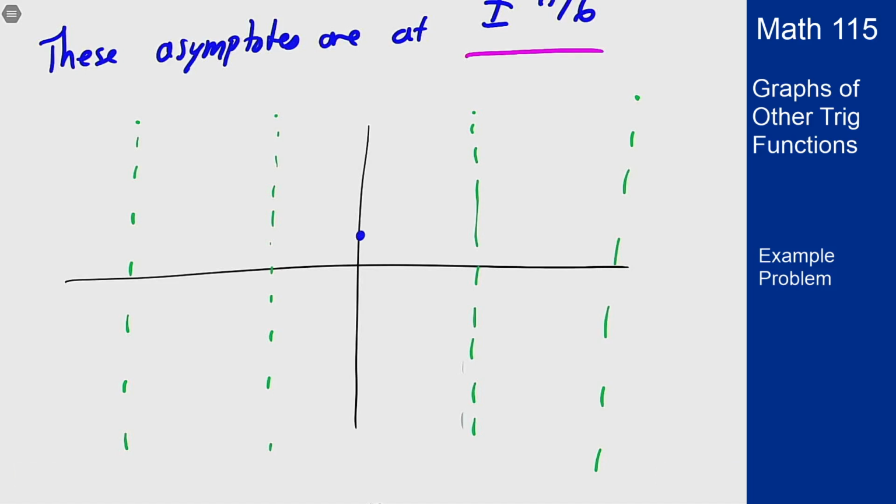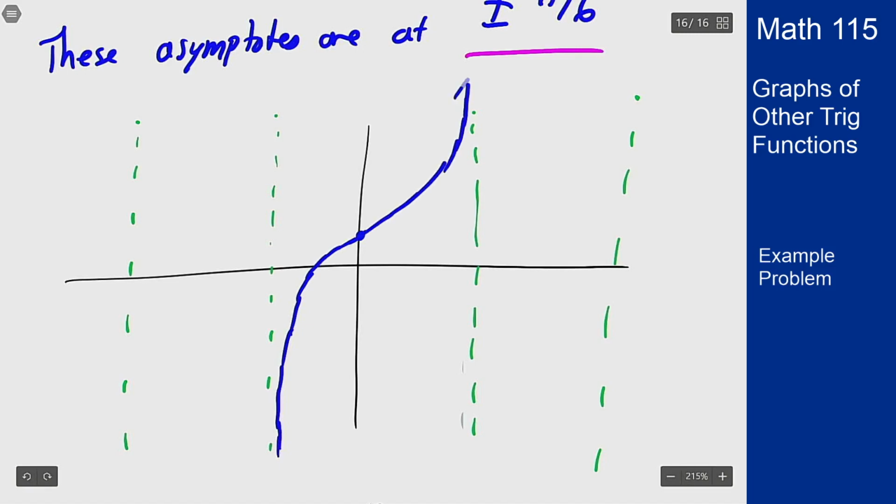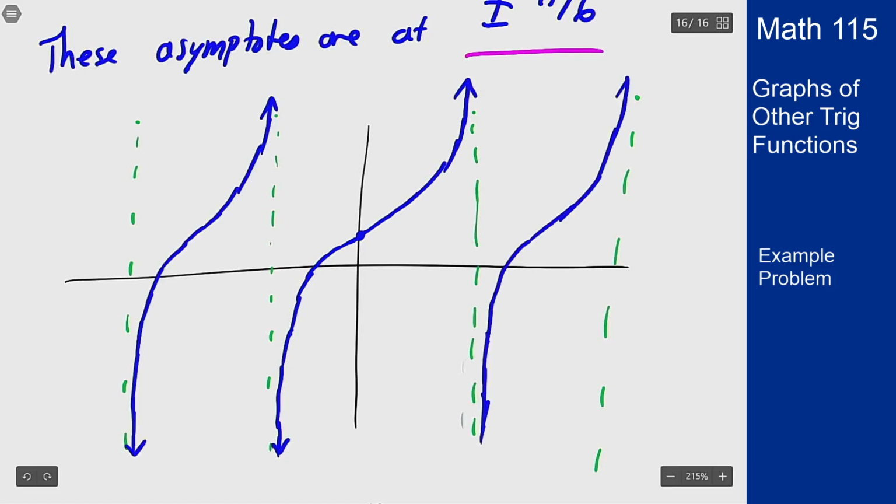So my graph, instead of going through the origin, will look something like this, where it comes up this way, still curves in like normal, passes through here at 1 instead of 0, and then takes off to the vertical asymptote up like this, as we have the same pattern in every little section here. Because this graph is periodic with period pi over 3.